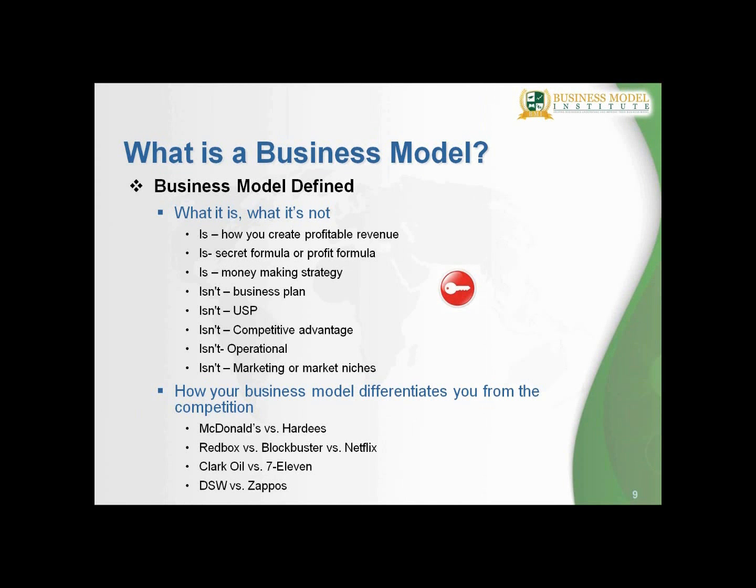Or even DSW, who sells shoes, and Zappos, who sells shoes. But Zappos delivers them via the mail, whereas DSW has the big superstores. Clark Oil and 7-Eleven, they're both in the gas business, but the way that Clark Oil goes about being in the gas business varies pretty significantly from the way that 7-Eleven does it. And these business models actually cascade throughout the organization.